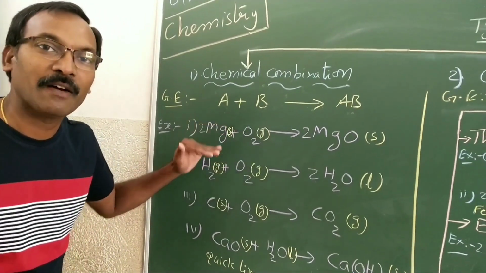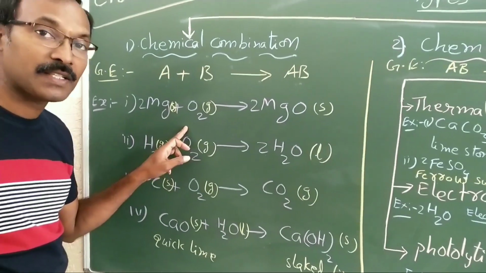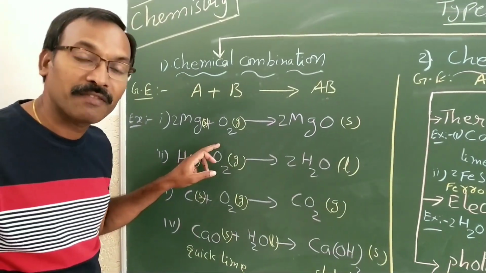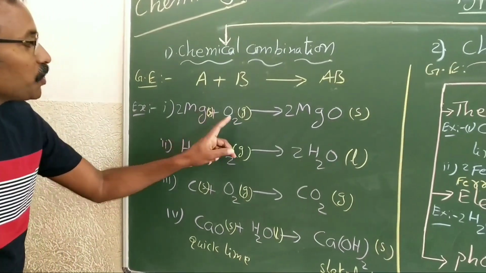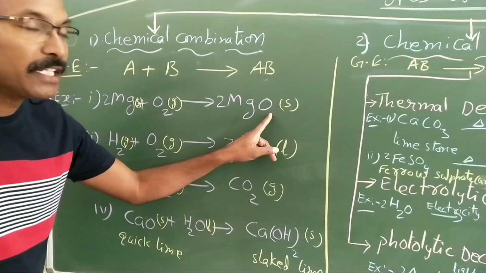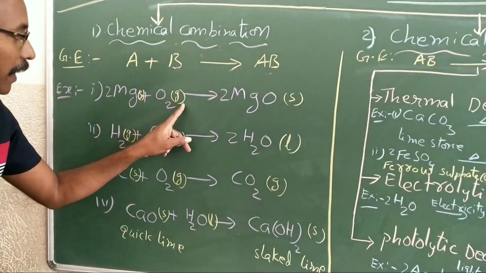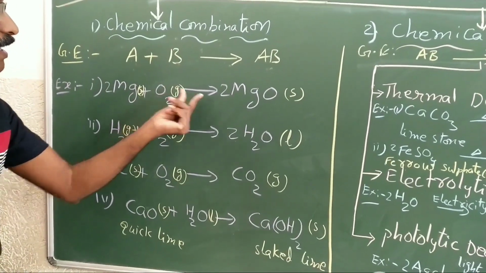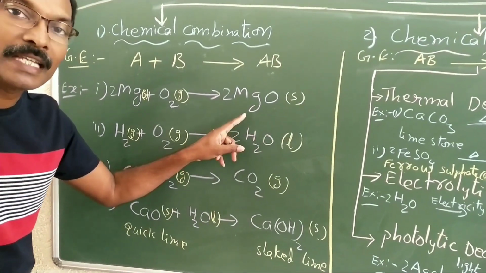Now let us come to the examples. One of the best examples, which we also saw in the previous class for evolution of gas, light and heat, was magnesium. When magnesium burns in oxygen, it gives you magnesium oxide. Magnesium is in the solid form and oxygen is in the gaseous form. When these two combine, they give out magnesium oxide, which is a single substance.